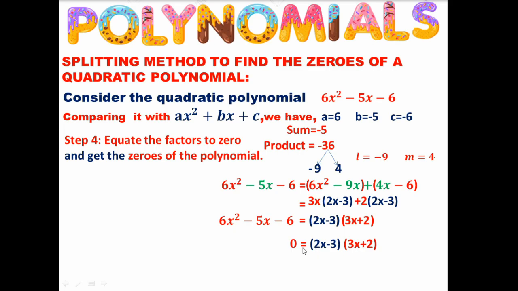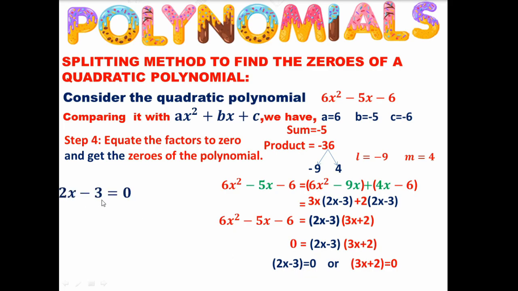Now let's equate the factors one by one. And here I have 2x minus 3 into 3x plus 2 equals 0. The product of two terms is 0 means then any one of these numbers should be 0. So I can say either 2x minus 3 equals 0 or 3x plus 2 equals 0. Right? Because multiplication is 0, then any one of the factors must be 0. Now let me take the first term, 2x minus 3 equals 0.